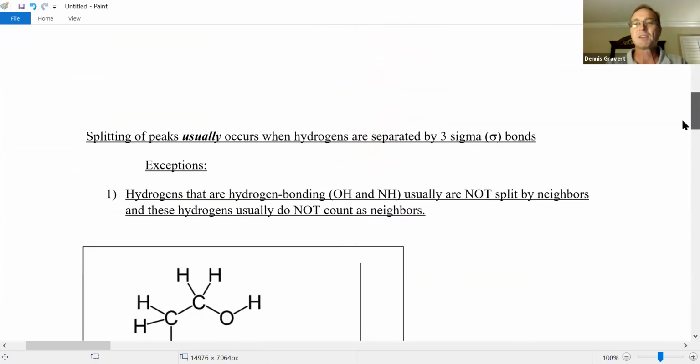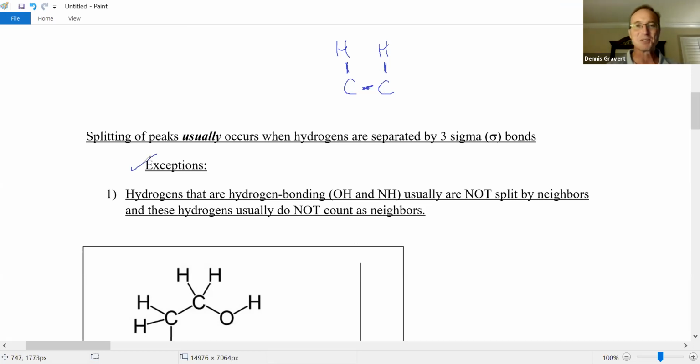Okay, we're finishing up key concepts, Unit 4, Part 4. Sorry, I don't have the title here. It's right at the end of the document, just talking about some trends and some exceptions. So the big one here: splitting usually occurs when hydrogens are separated by 3 sigma bonds. That's the normal pattern. If we have hydrogens on adjacent carbons, we say they're neighbors, they usually split each other. And if you count them, it's 1, 2, 3 sigma bonds that separate those hydrogens. And that usually counts as neighbors, right?